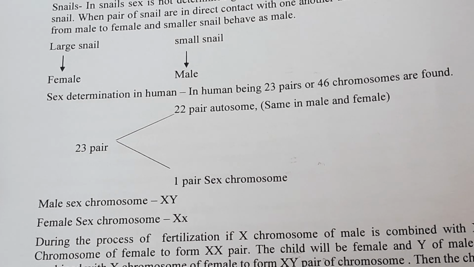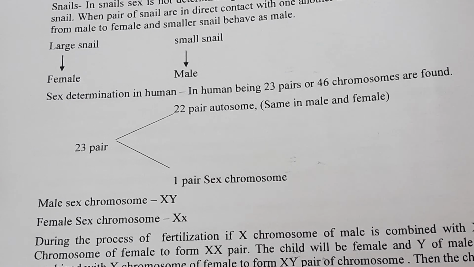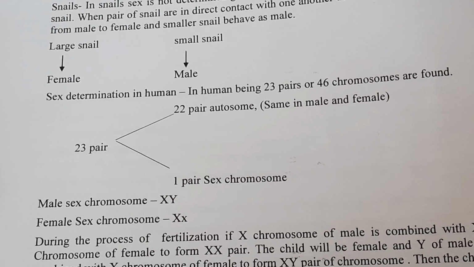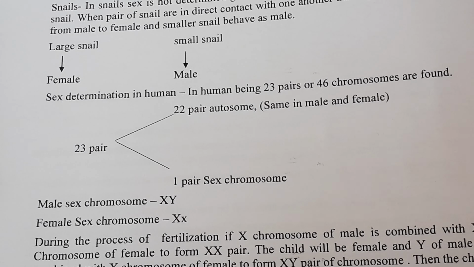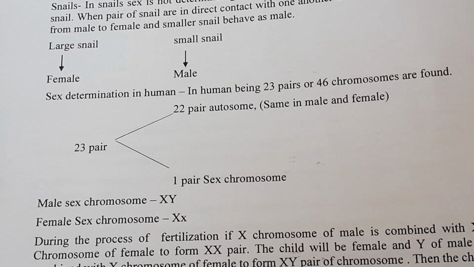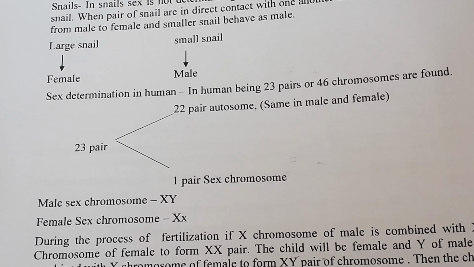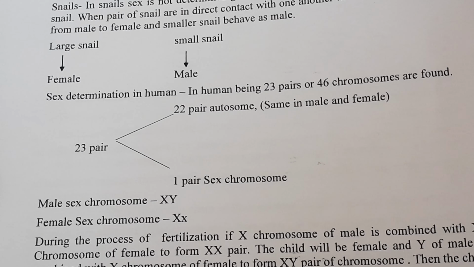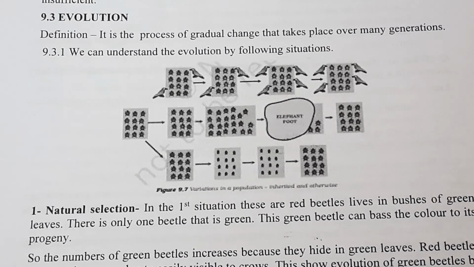During the process of fertilization, if the X of the male combines with the X chromosome of the female, then it will give birth to a female child, and when the X of the female is fertilized with the Y of the male, then it will give birth to a male child. That is the XY pair of chromosomes.